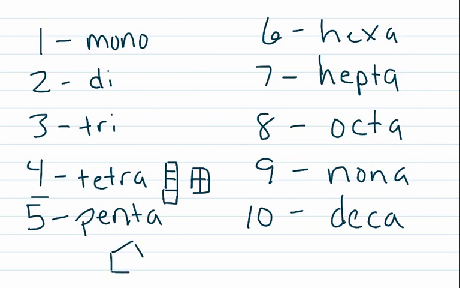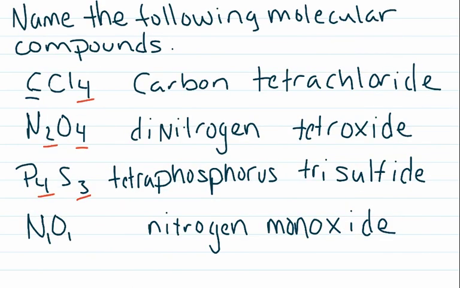Penta, like the pentagon, hexa, 7, hepta, there's one you'll just have to remember. 8, like the octopus. Has 8 legs. Nana has 9, and deca for 10. And that's all you need to know to name molecular compounds. Honestly, the hardest part is recognizing them as molecular compounds. So we need to remember the ones that don't have a metal and they don't start with a hydrogen.